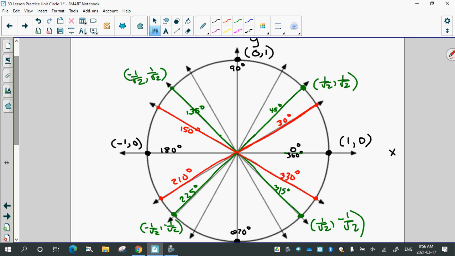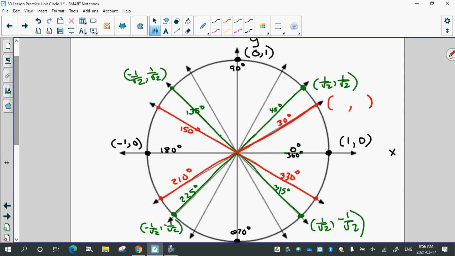If I were to fold the circle in half over the y-axis, red would line up on red and green would line up on green. And if I were to fold it over the x-axis, red would line up on red and green would line up on green. So all the red angles are called related angles, and all the green angles are called related angles. Now we want to know the ordered pairs.